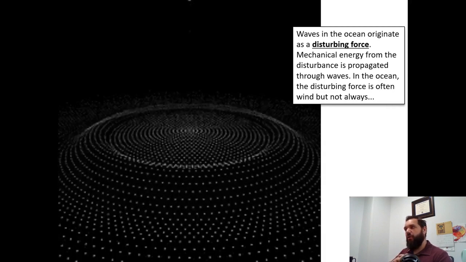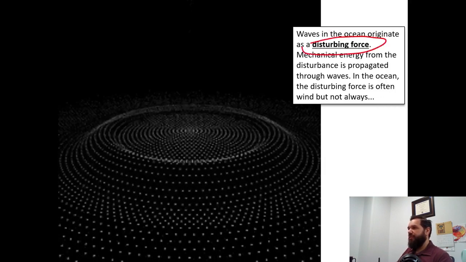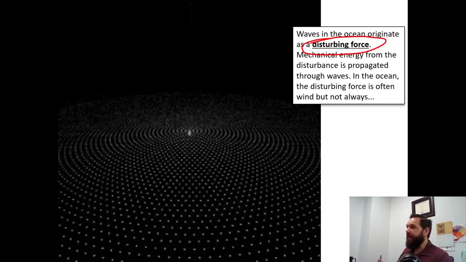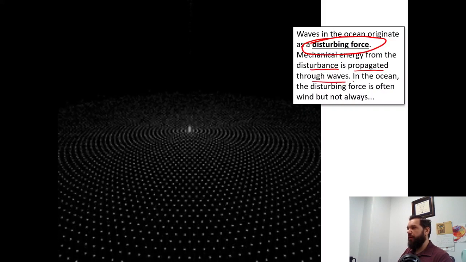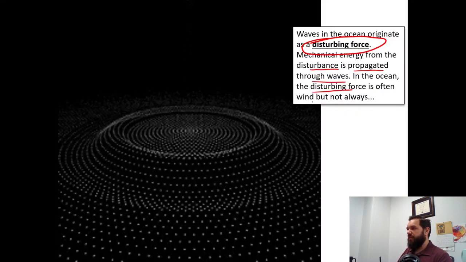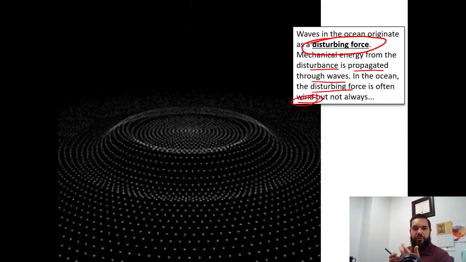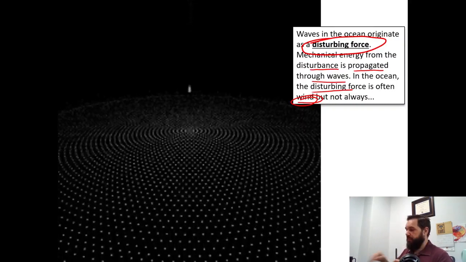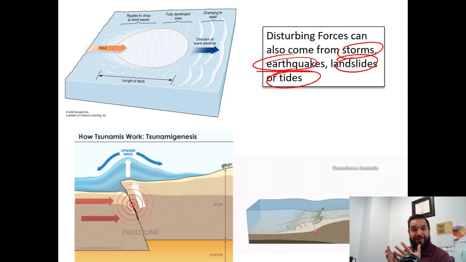Now, waves in general always have a disturbing force. So in the ocean, there's a disturbing force that causes mechanical energy from the disturbance to propagate through the ocean surface water. And in the ocean, the disturbing force is usually wind, but not always. There are some things that can disturb the ocean surface besides wind, and we'll talk about those different things in a bit. You can also have storms, earthquakes, landslides, and of course tides are another huge kind of wave. Actually, we'll find out later, tides are actually kinds of waves.